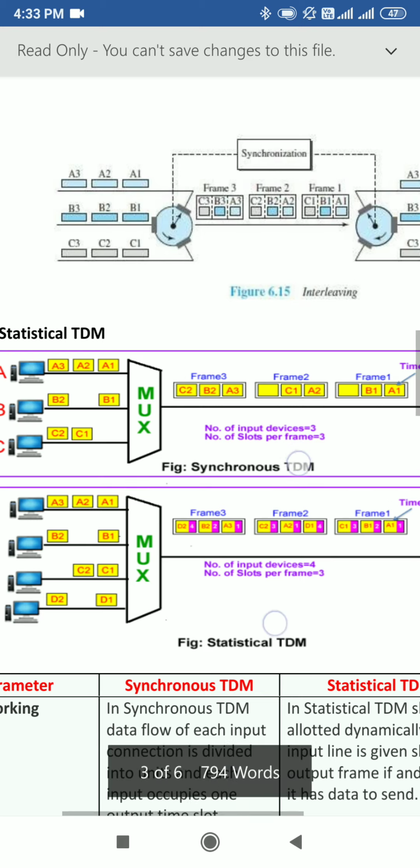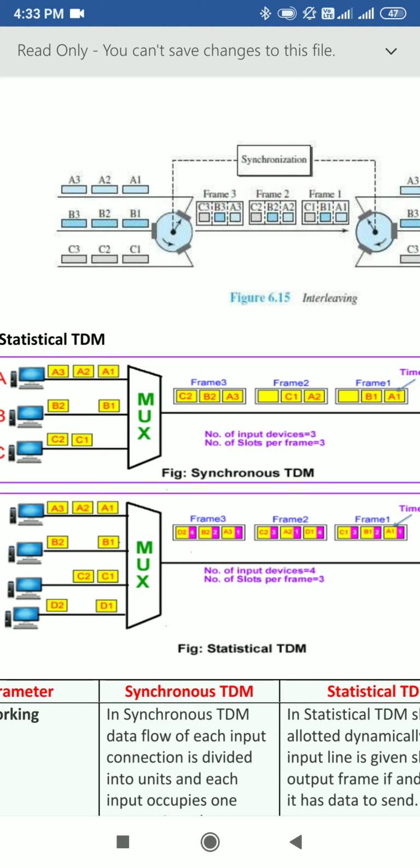Here the number of input devices is 4, but the number of slots within the frame is 3. The meaning is that time slots within the frame will always be fewer than the number of connections. This is the difference between synchronous and statistical. In synchronous, the number of time slots within the frame was equal to the number of connections or devices. But here, the number of time slots within the frame will always be less than the number of connections or number of devices.